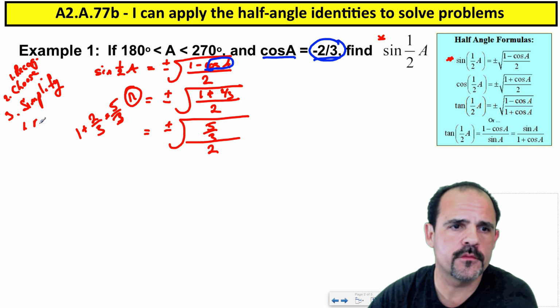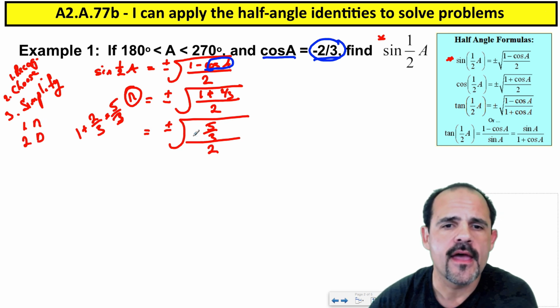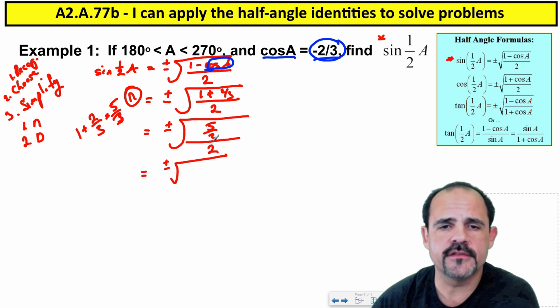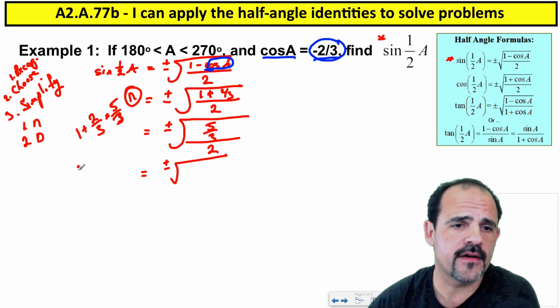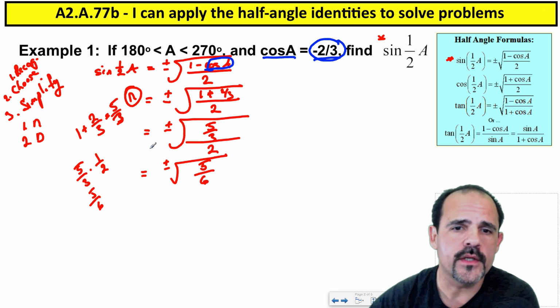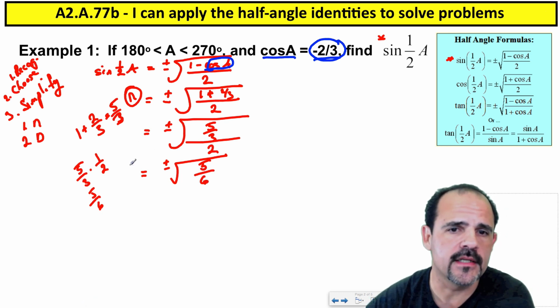So the first thing we did was the numerator. The second thing we're going to do is the denominator. I don't know if you recall this, but 5/3 divided by 2 is the same thing as 5/3 times 1/2. So that's basically 5/6. So this is the same thing as plus or minus the square root of 5/6. So we just took care of the denominator right there.